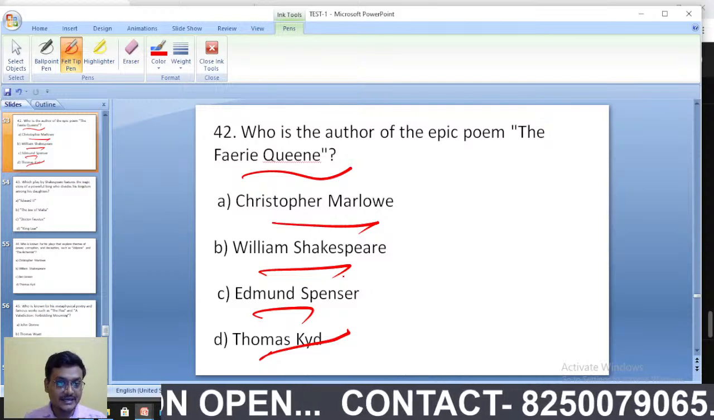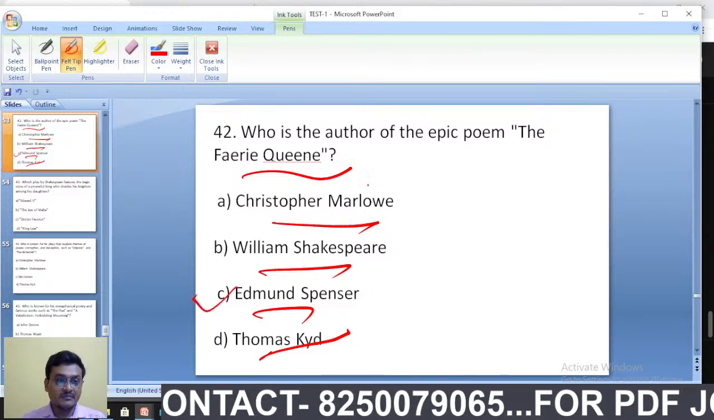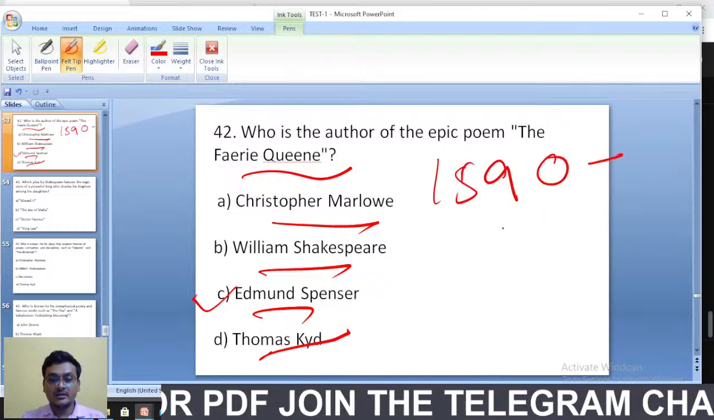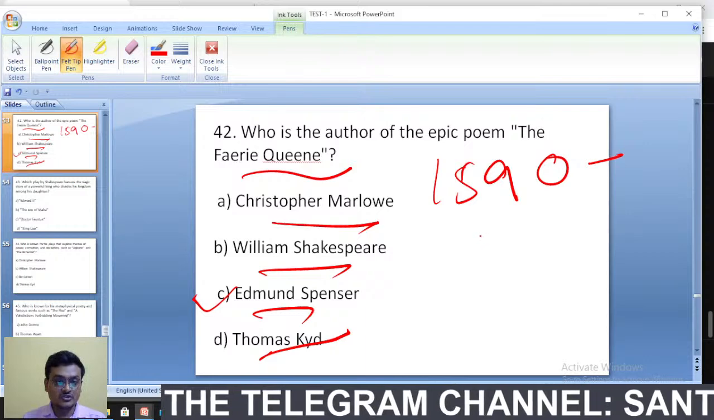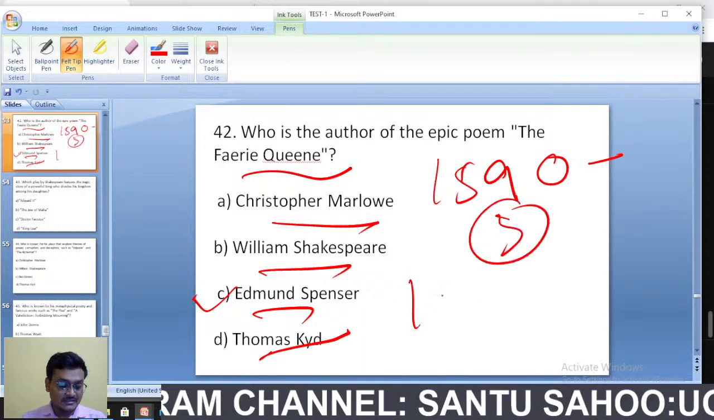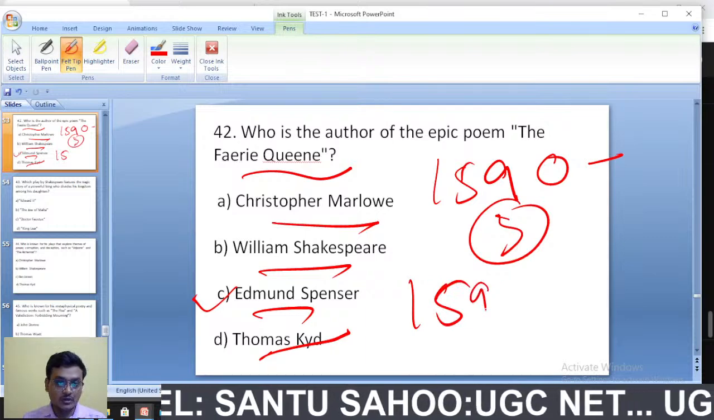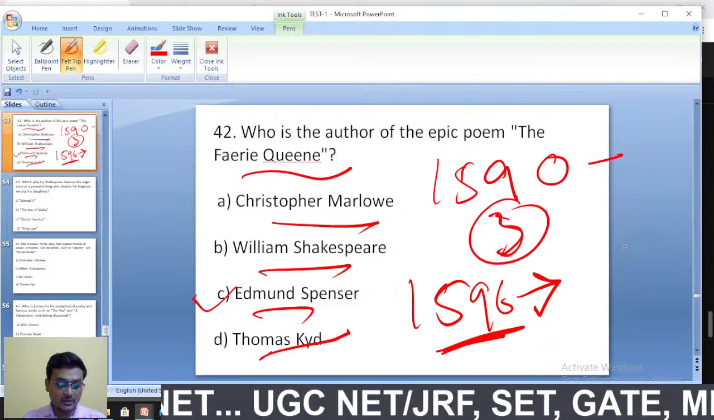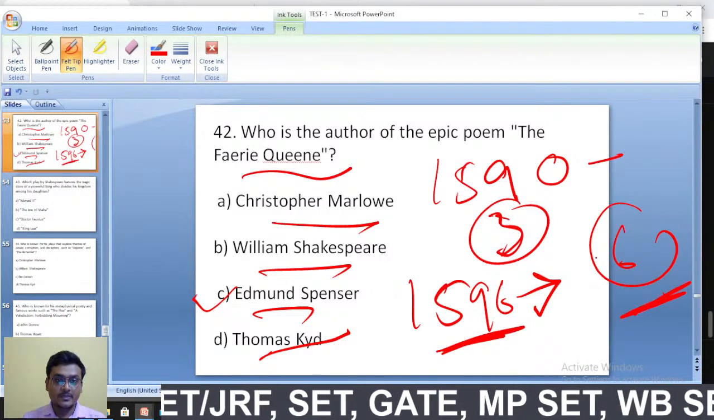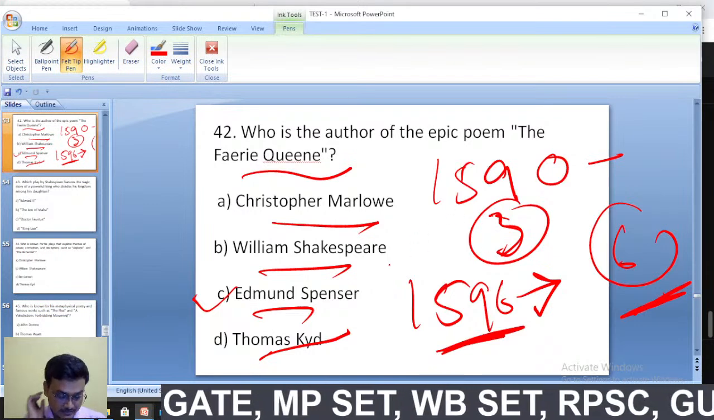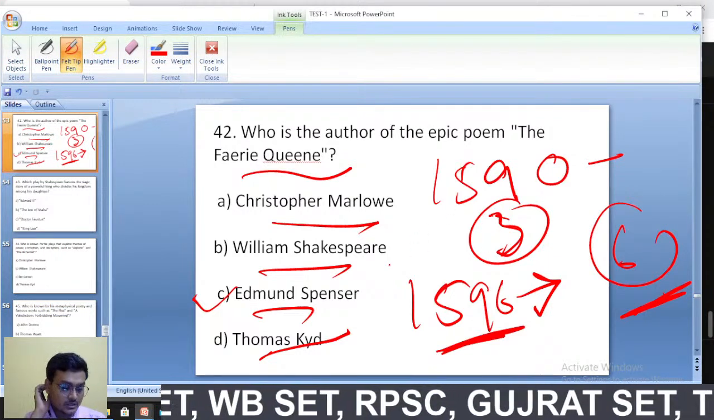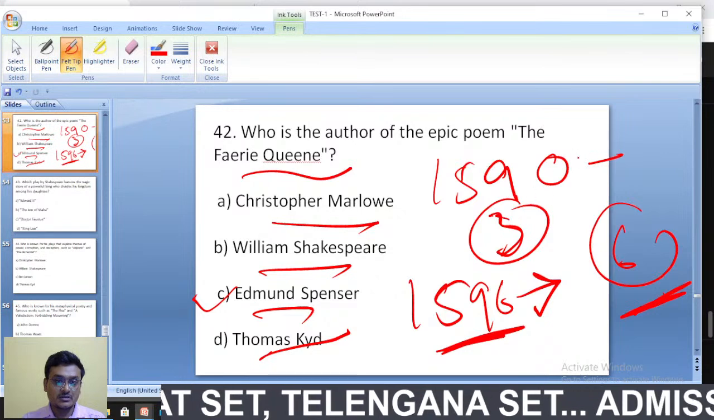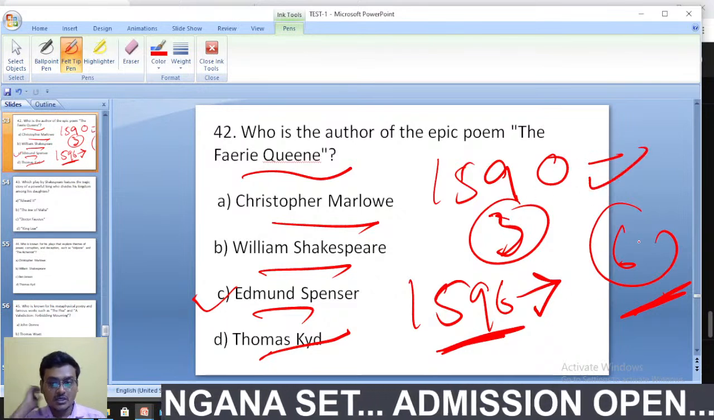Exactly, Edmund Spenser, epic The Faerie Queene. The Faerie Queene was first published in 1590. It had three books, and in 1596 three more books were added, total six books.